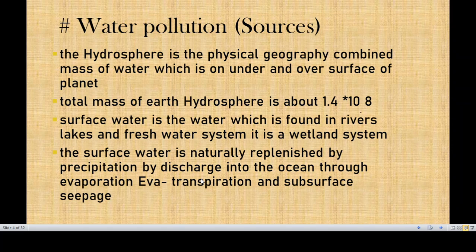So hydrosphere is studied and it is a combined mass. That means we are going to study the water bodies on the earth surface, under the earth surface and over the earth surface. So that is basically called the hydrosphere. And also we have seen that the total mass of earth hydrosphere is about 1.4 into 10 to the power 18 tons. So this is very much varied when we see on, under and over the surfaces.